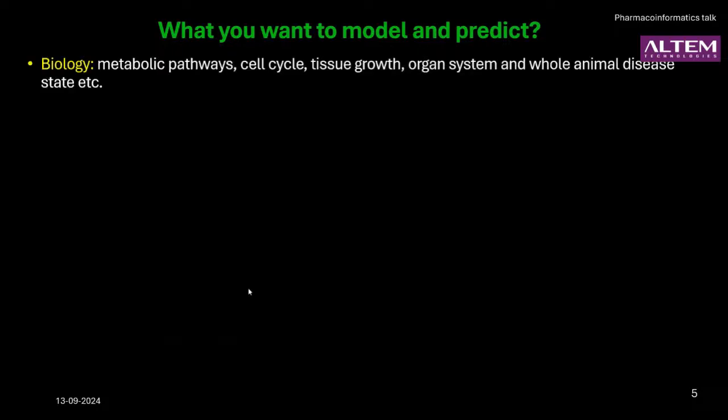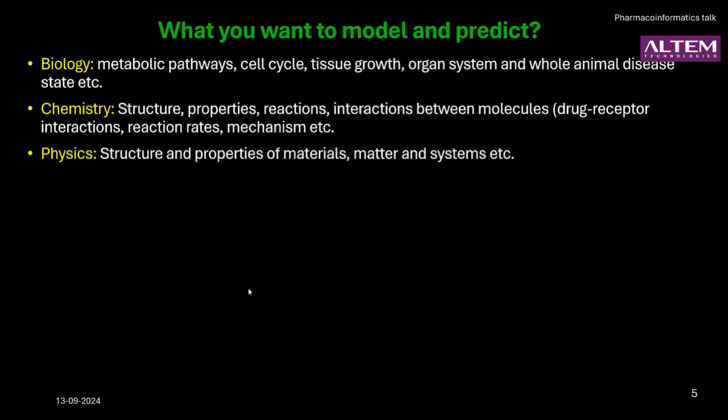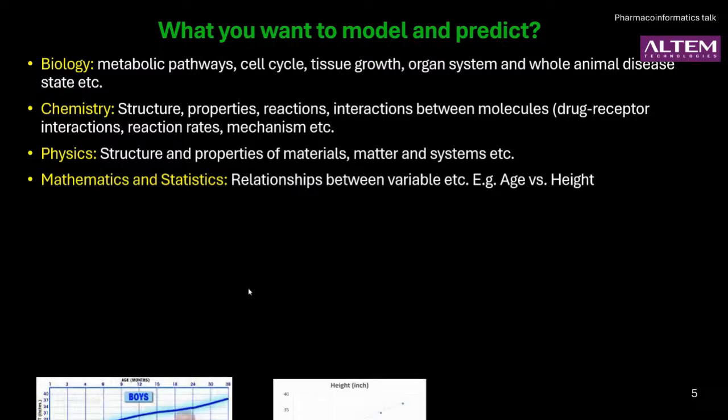Depending on the field in which you are working, if you are working in biological sciences, you will be interested in modeling metabolic pathways and cellular processes. If you are working in chemistry, mostly we are interested in the structure and properties and how reactions are happening between molecules, how drugs interact with receptors, what are the rates of these reactions, and what are the different mechanisms. In the area of physics, people are mostly interested in the study of matter and systems. In mathematics and statistics, people study relationships between different variables.